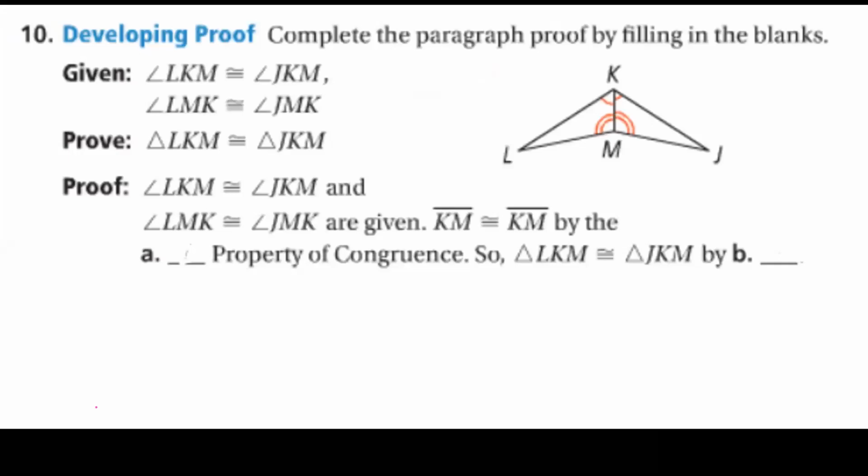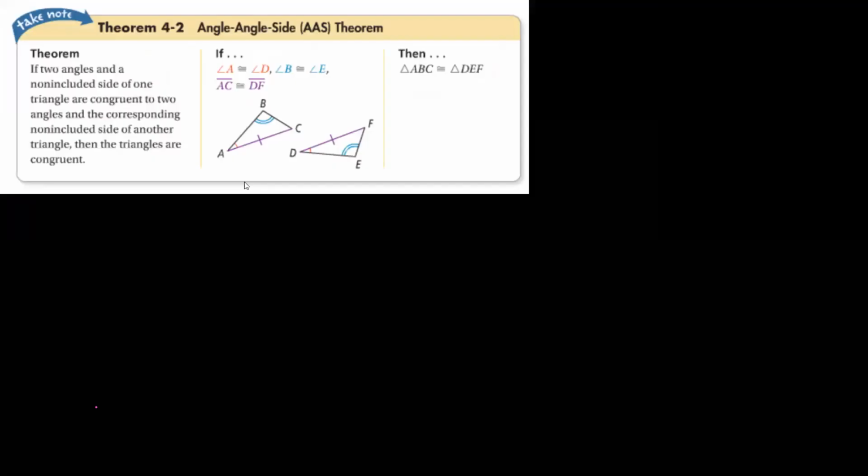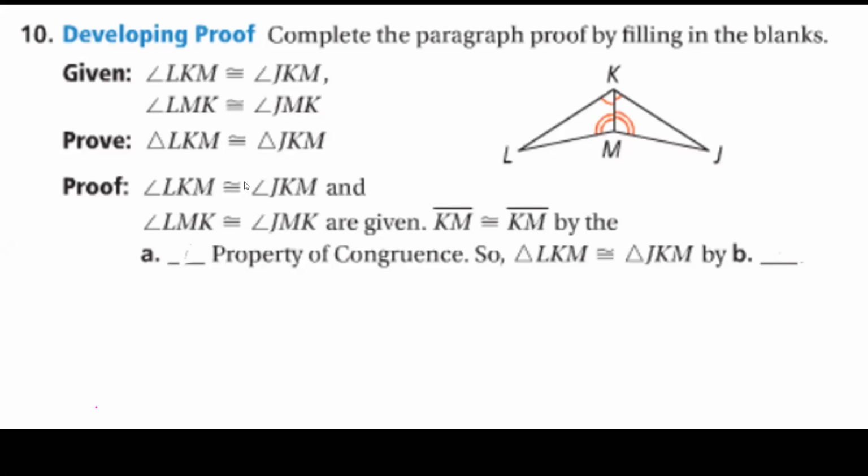Now, let's do this one related to the postulate, sorry, ASA. Look at this one here. It's number 10 in your problem solving. Now, complete the paragraph proof by filling in the blanks. Given that, here you have two triangles. He told me that angle LKM is congruent to angle JKM. Okay, this angle is congruent with this angle.